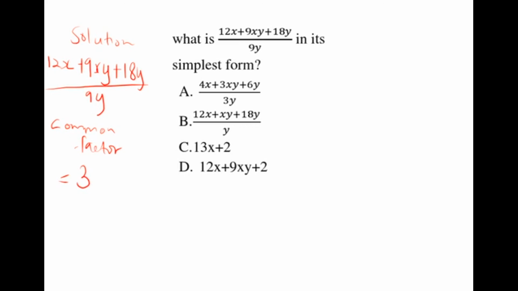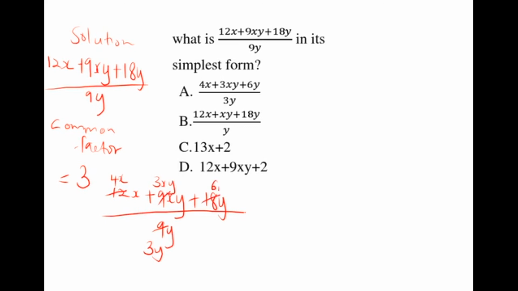We can rearrange our expression again as follows. 12x plus 9xy plus 18y over 9y. In this expression, 3 is going to divide 9 to remain with 3y. In this case, we have 12, which is going to be divided by 3 to get 4x, by 3 here to get 3xy, and by 3 here to get 6y.